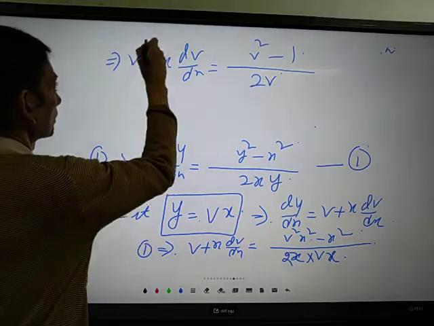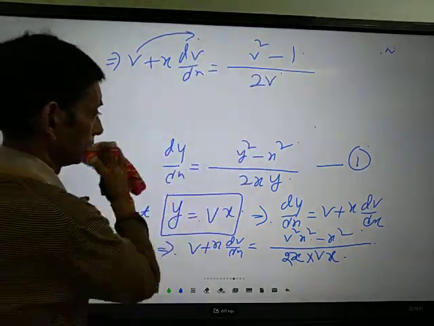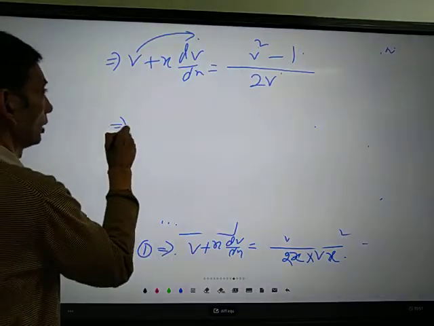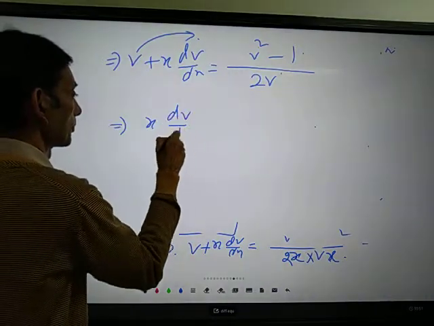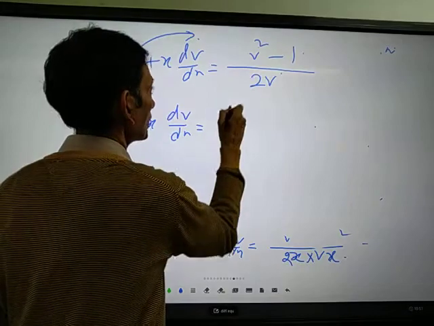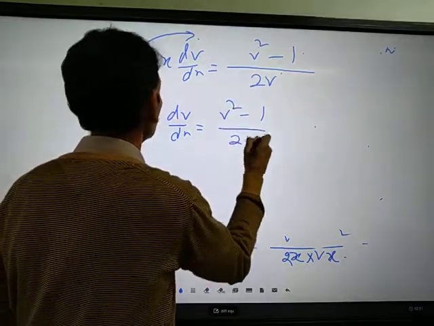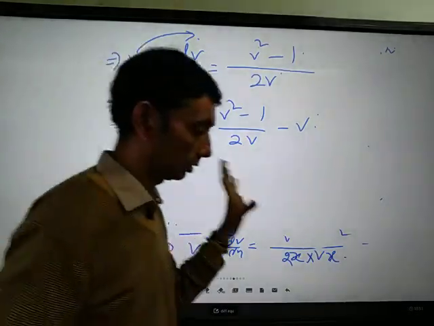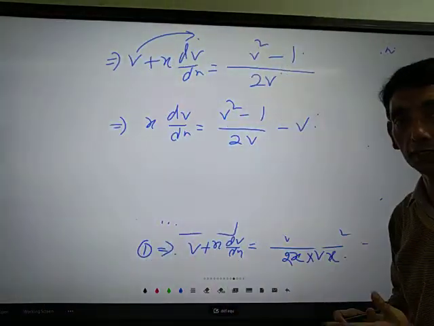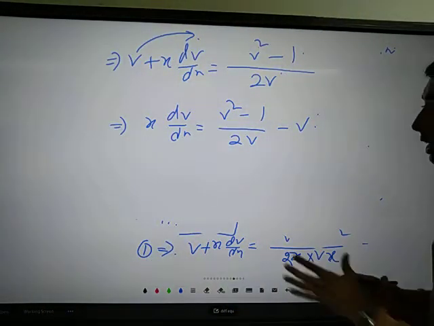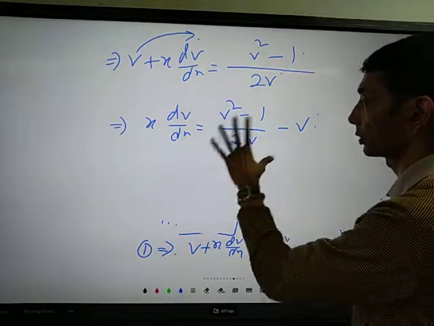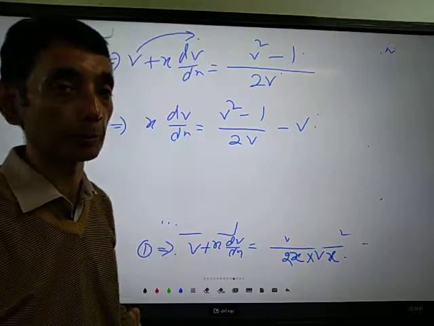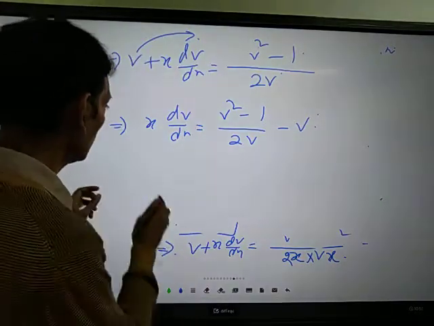Now this v we are going to transpose to that side. So x dv by dx equals 2v over v square minus 1, minus v. We are going to use a method that we have learned in the beginning of this class today, the solution of first order, first degree differential equation, that is the variable separable method, we are going to apply here.